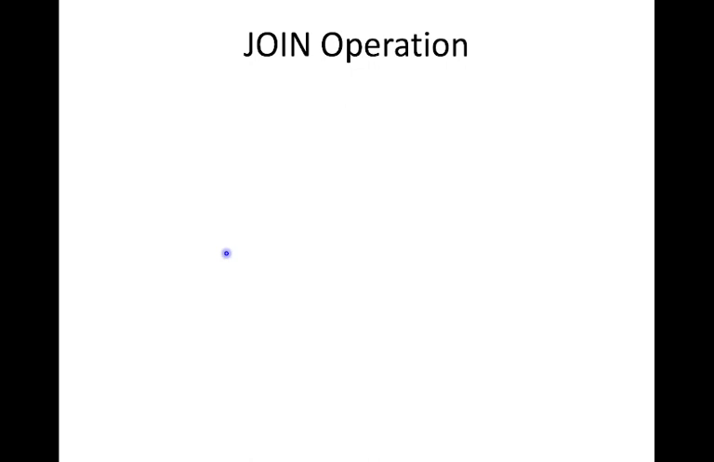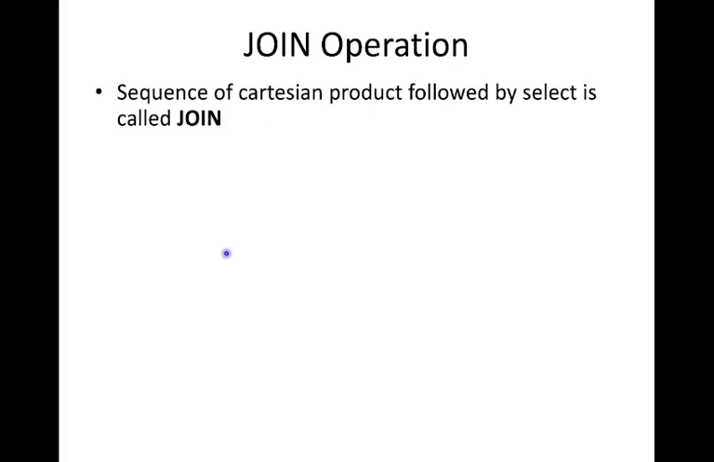If we want to join two or more relations, we have already seen one example, like Cartesian product. Cartesian product will combine two relations, but here we will be joining these relations based on some condition. So a join operation is actually a sequence of Cartesian product followed by a select operation. It is called join operation.